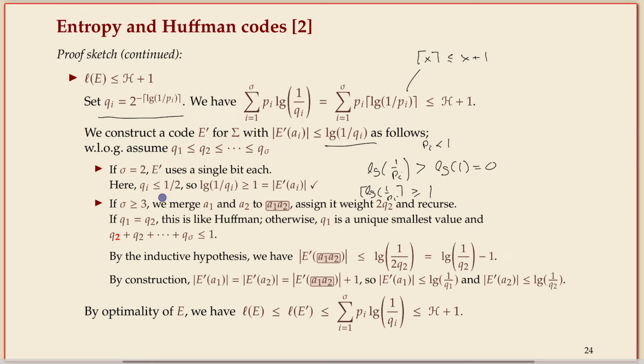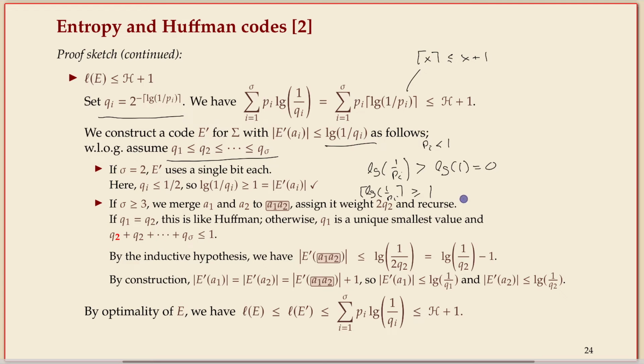In terms of the code, there's not much you can do anyways. If you have at least 3 characters, then we assume that they're sorted by weight, so A1 and A2 are the least frequent ones. That's a trick you know from Huffman before. So we merge those 2 into 1 character, but now we assign it a new weight, which is just twice the weight of the second one. So we make the weight a little bigger than what Huffman would have used.